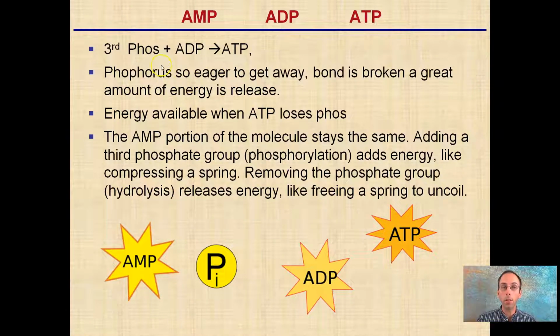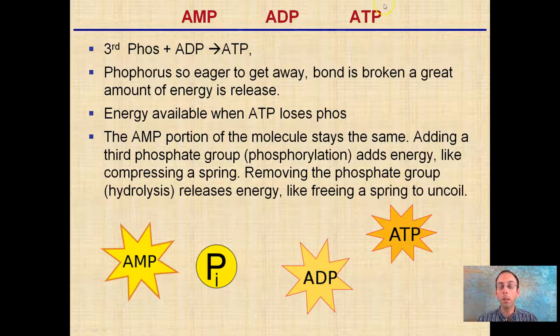So the third phosphate added to ADP would make ATP. Same thing with AMP: if we had one phosphate, we're going to see diphosphate, and with another phosphate group, we're going to see triphosphate. The phosphorus is eager to get away. The bond is broken, and a great amount of energy becomes released. This is the energy available when ATP loses a phosphate.